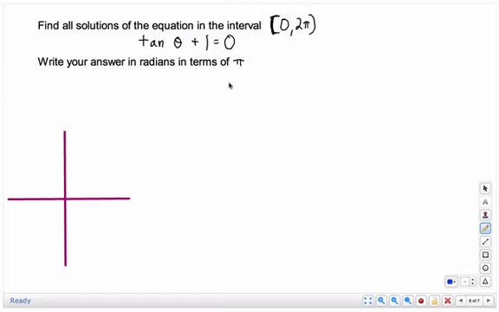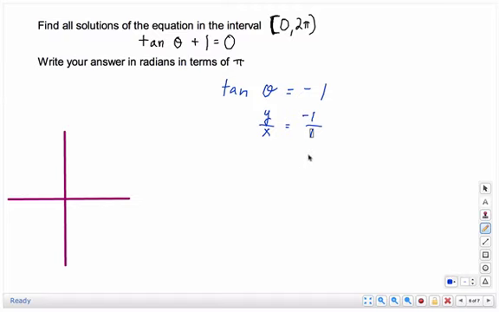Tangent of theta plus 1 equals 0. I get tangent of theta by itself by subtracting 1 from both sides. I get tangent of theta equals negative 1. Remember, tangent is y over x. And I want to rewrite this as a fraction, so I could write this as negative 1 over 1.